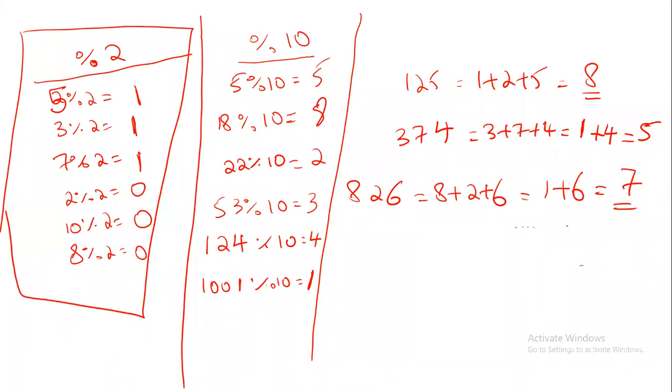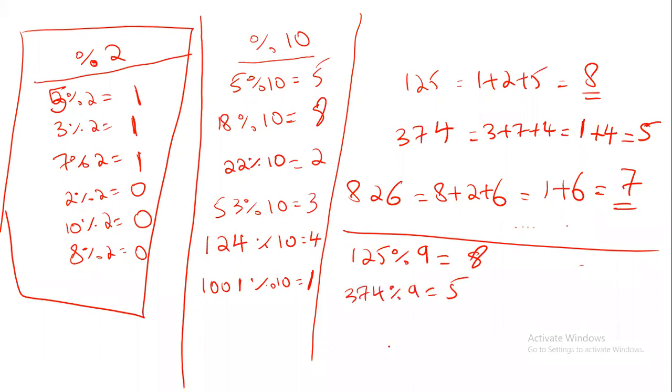So if you have to do this program, you don't have to write a complex code at all. What you can do is write modulus 9 here. Watch here. 125 modulus 9. What is the answer? Let's see. 125 modulus 9, answer is 8. Then 374 modulus 9, answer is 5. 826 modulus 9, answer is 7.